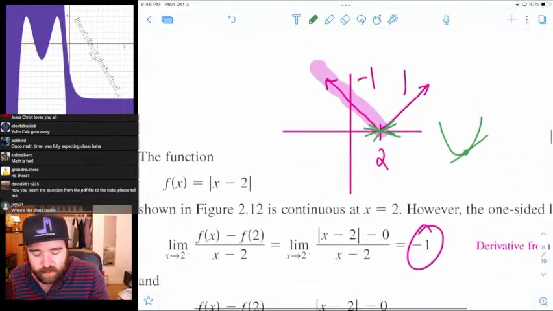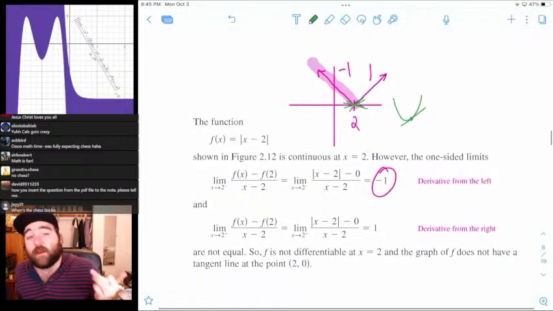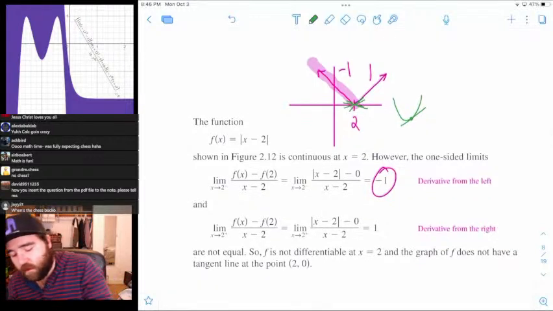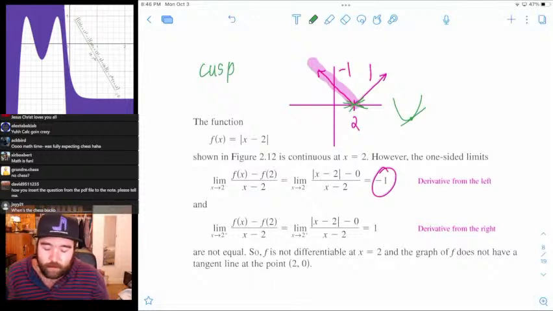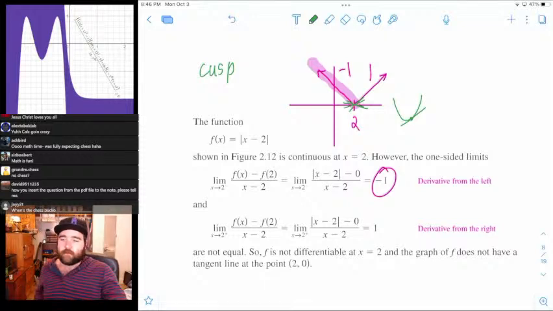So the gist of this example is that it's not differentiable if there's what you call a cusp. A cusp just means a sharp corner. So if there's a sharp corner on the graph, it's not differentiable there. That's all that's saying.